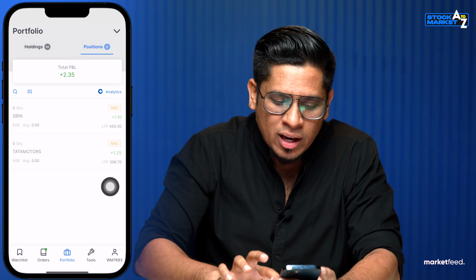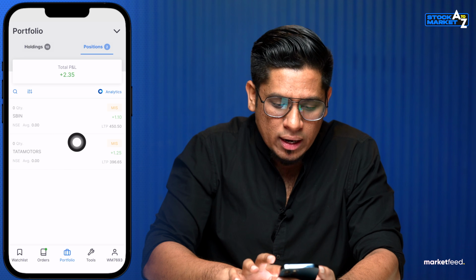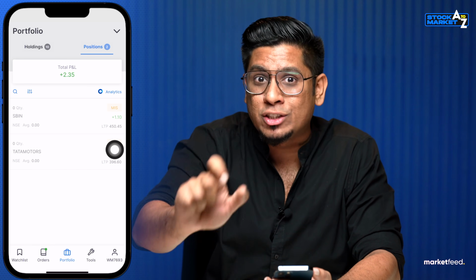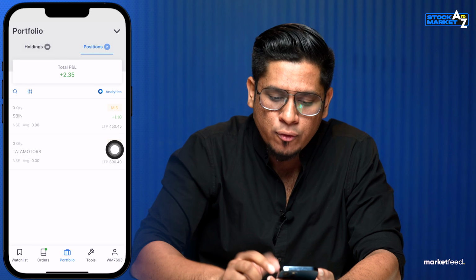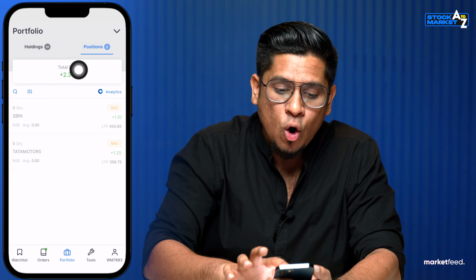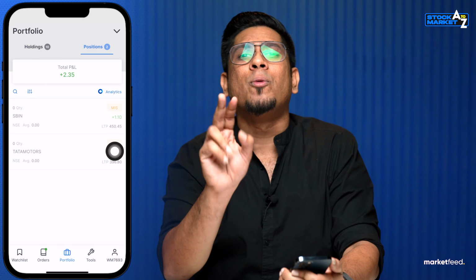Right? The profit is logged. So I sold it for some 451 point something. I exited it. I bought it back. I squared it off. Those are the terms, right? For 450.5 or something. And I made a 1.1 rupee profit there. Overall, from my 2 trades, I've made 2.35 rupees.